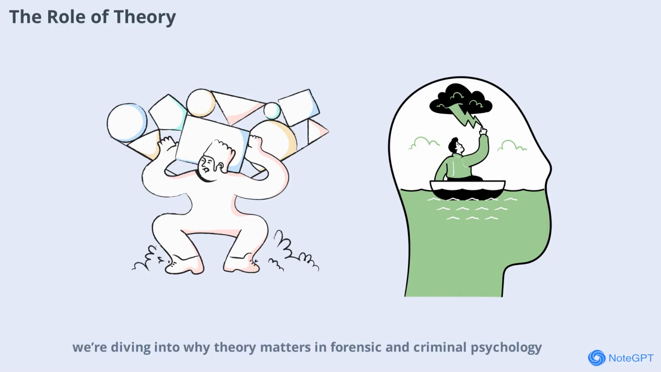Welcome. Today, we're diving into why theory matters in forensic and criminal psychology. Theories aren't just academic. They help us predict who might offend, explain why crime happens, design better interventions, and evaluate what works. No single theory explains all crime.